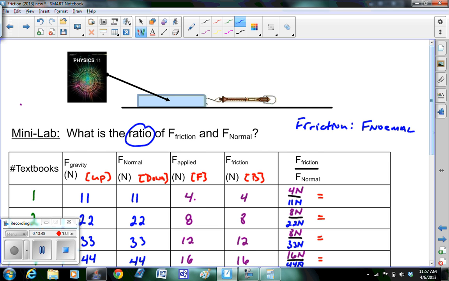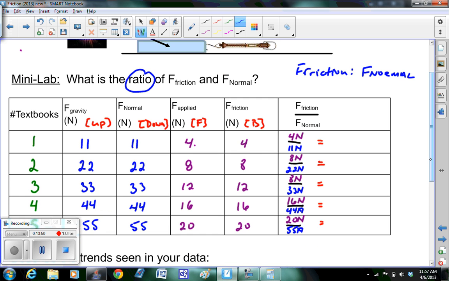So when we look at the values, for the first one textbook, we have a force of friction of 4 newtons. The normal force was 11. So 4 over 11 is going to give us 0.36. And you notice that the units cancel, so we end up with 0.36. And what this really represents is telling us that friction is 0.36 of the normal, or 36% of the normal.